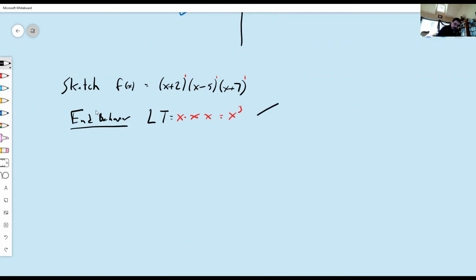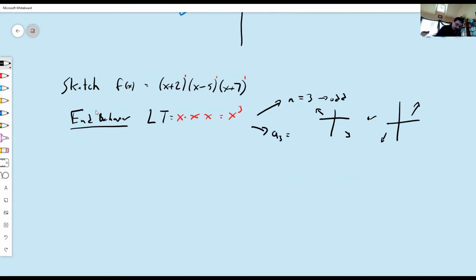So what does that mean? N equals 3, which is odd. For end behavior, odd means opposite directions, one up and one down. So we're going to have left up, right down, or left down, right up.